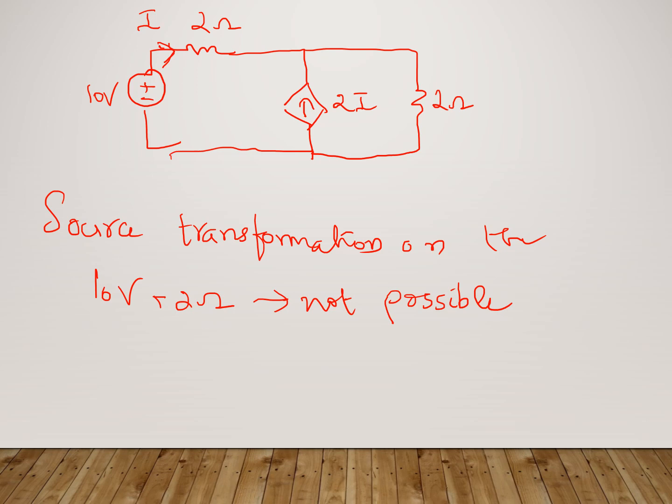Source transformation can also be done on dependent sources. This is to be noted. So you can do source transformation on dependent sources, but source transformation on those elements which are controlling the dependent source is not possible. This is one point we need to know. So this is all about source transformation.